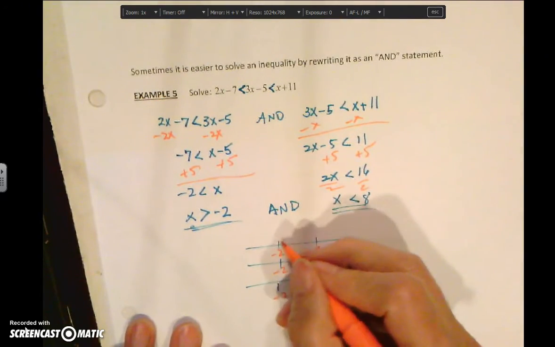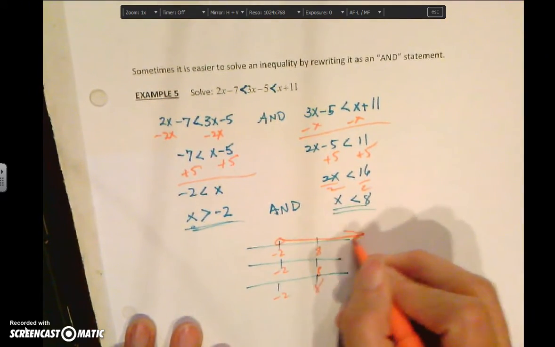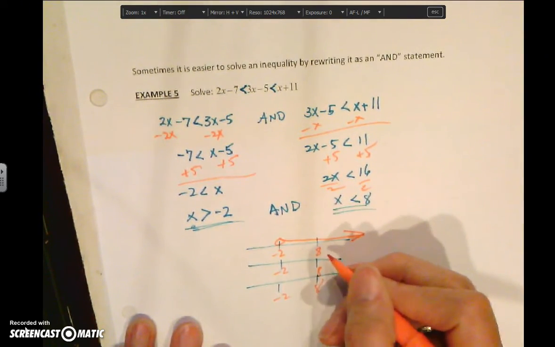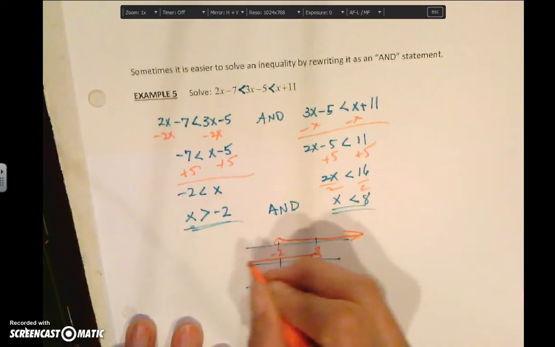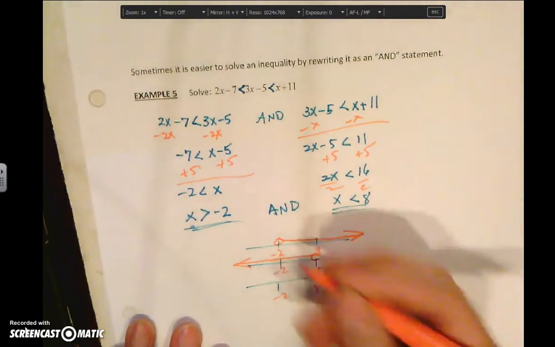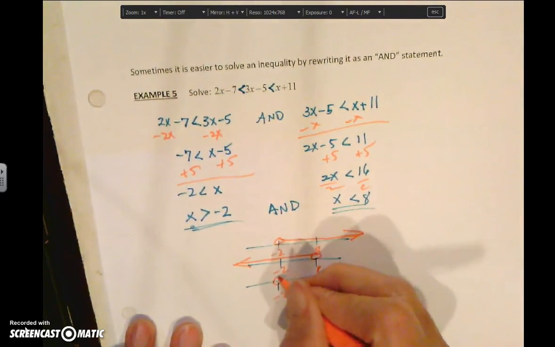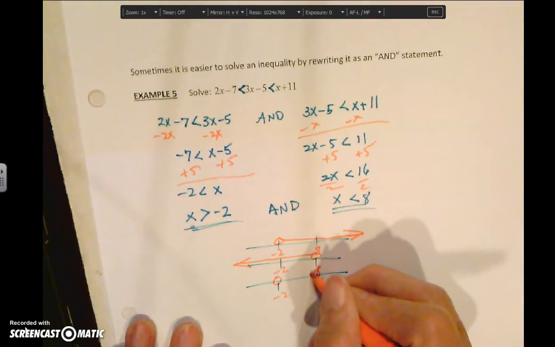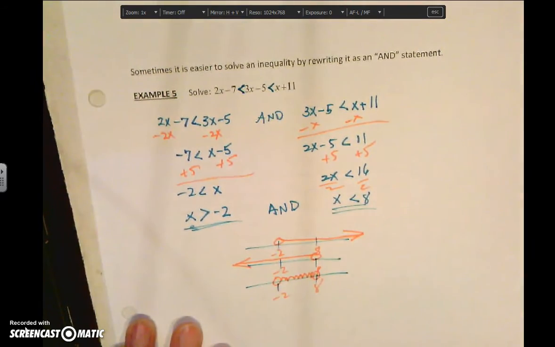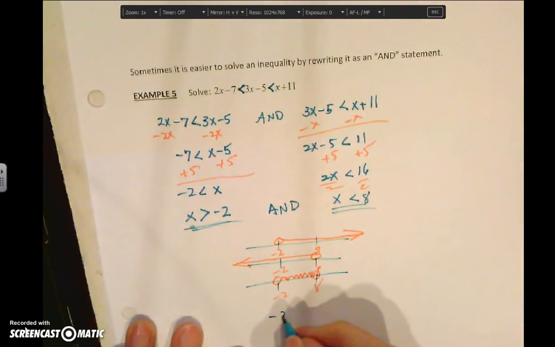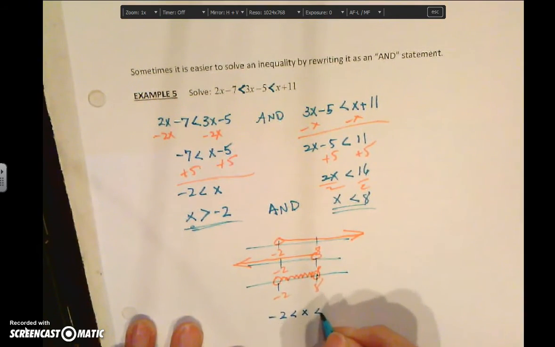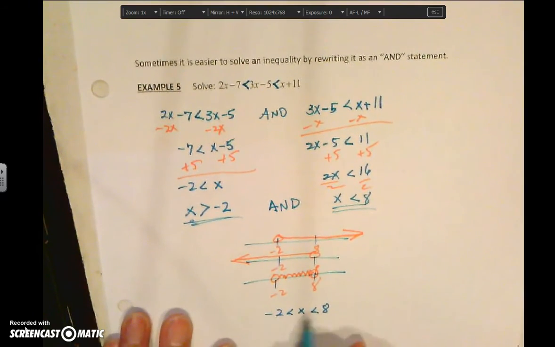We've got x is greater than -2, looks like this. X is less than 8. Okay, this one did work out that way. And we end up with, when I do an "and" statement, this, and then everything in between. So when I write it, I have -2 is less than x is less than 8. So it did end up looking like this, but it does not always do that, I promise.